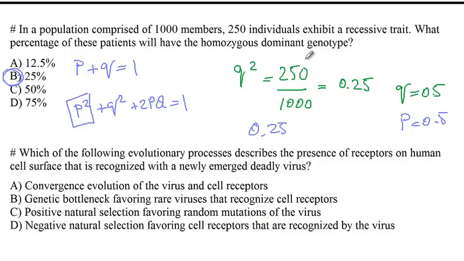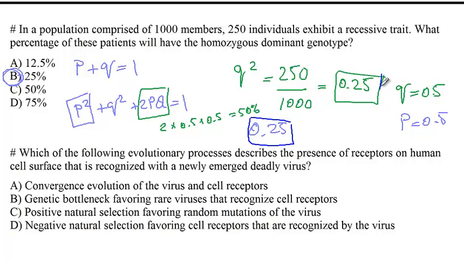If the question was asking how many of this population has heterozygous phenotype, then the answer would have been 2PQ, which is 2 times 0.5 times 0.5. That would have been 50%. And we already know that the population of homozygous recessive genotype is 25%. So here you can see that they all add up. 25% homozygous dominant, 25% homozygous recessive, and then 50% is heterozygous. So all of them add up to 100% or 1.